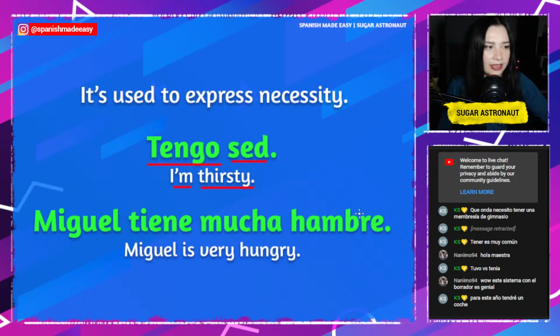Tengo sed. Actually, tengo sed. I'm gonna drink some water. Voy a tomar agua. Okay, so the next example is Miguel tiene mucha hambre. This means Miguel is very hungry. Once again, tener means to be. In this case, is. Miguel is very hungry. You're literally saying Miguel has a lot of hunger.